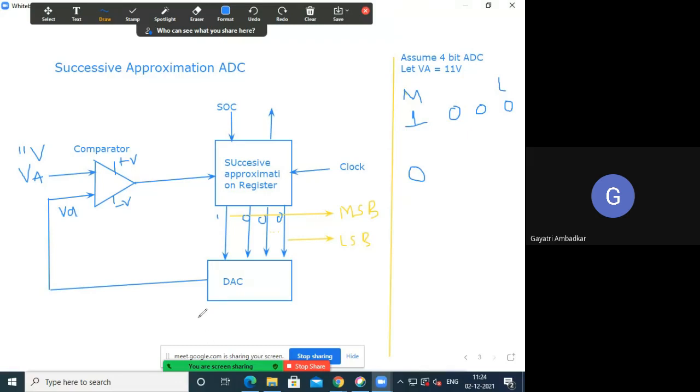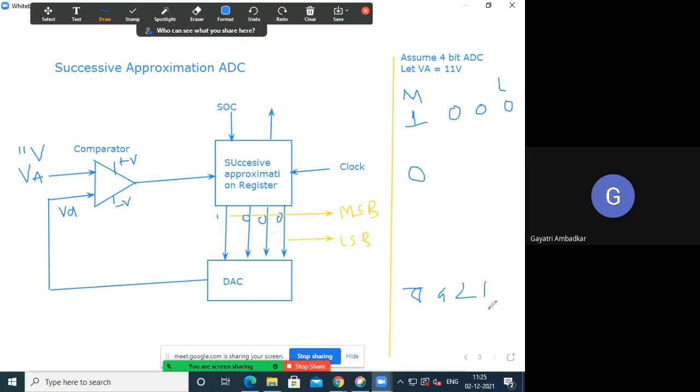What will DAC do? It will convert it into analog. So can you tell me what is the analog equivalent of this? DAC will convert it, but how much is it in analog? You can always apply the 8421 code. What is the decimal equivalent of this number? 8421? Yes, 8. See how to count. How many bits do you have? 4. Apply the 8421 code.